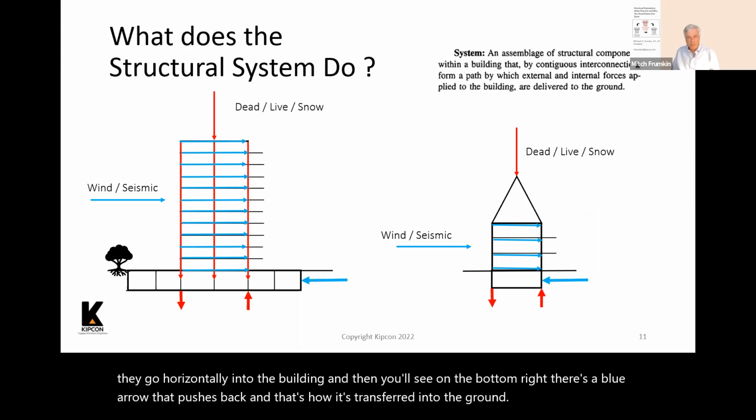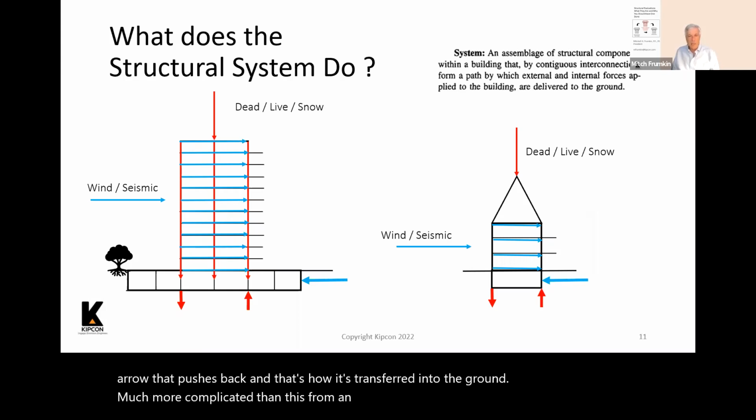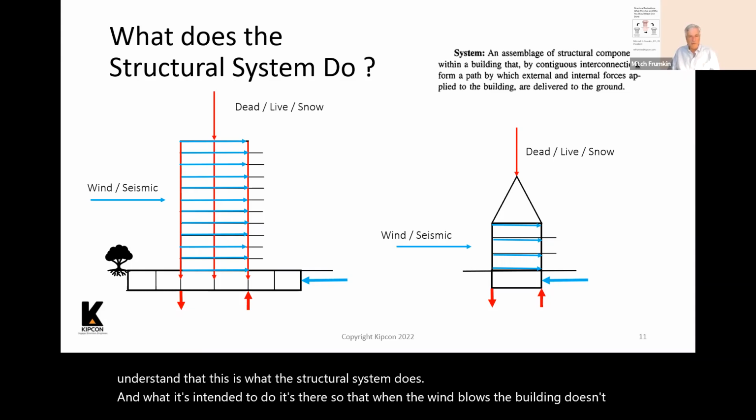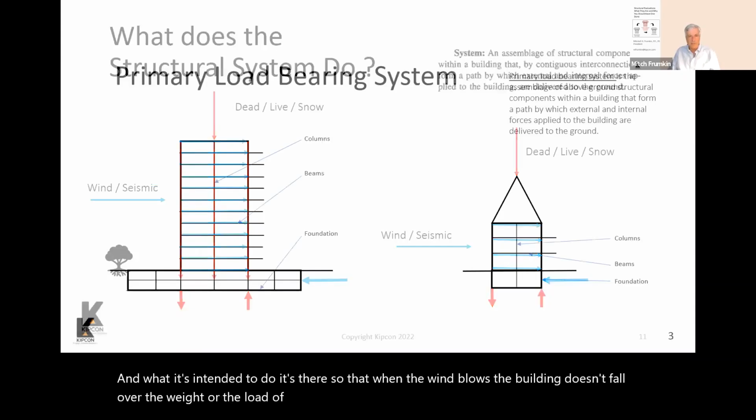It's much more complicated than this from an engineering perspective, but I think you all understand that this is what the structural system does and what it's intended to do. It's there so that when the wind blows, the building doesn't fall over. The weight or the load of that wind is transferred into the ground.